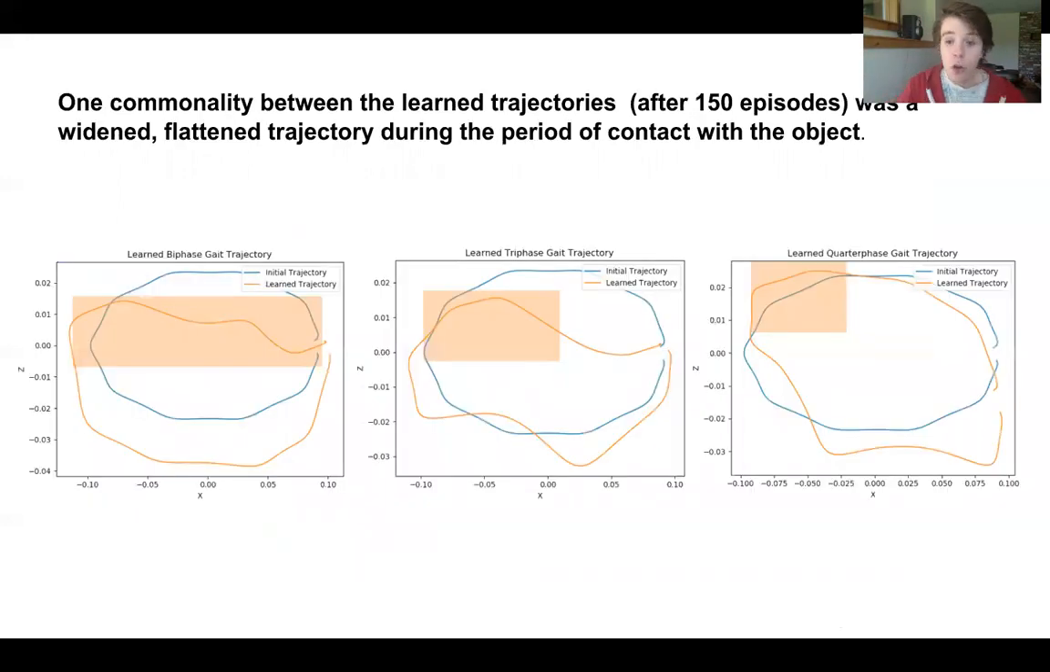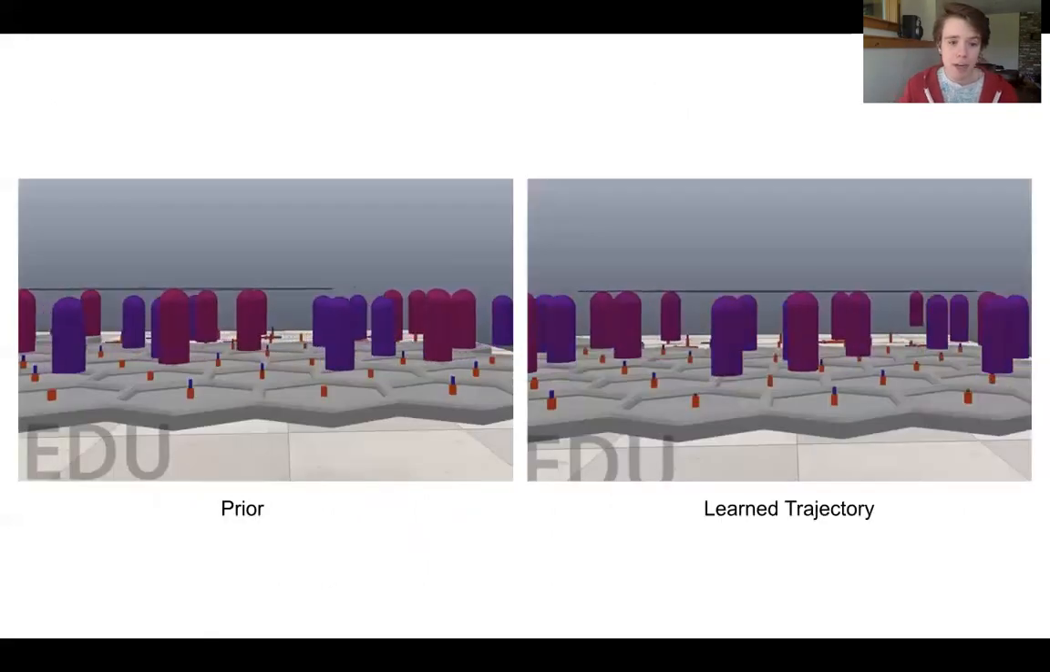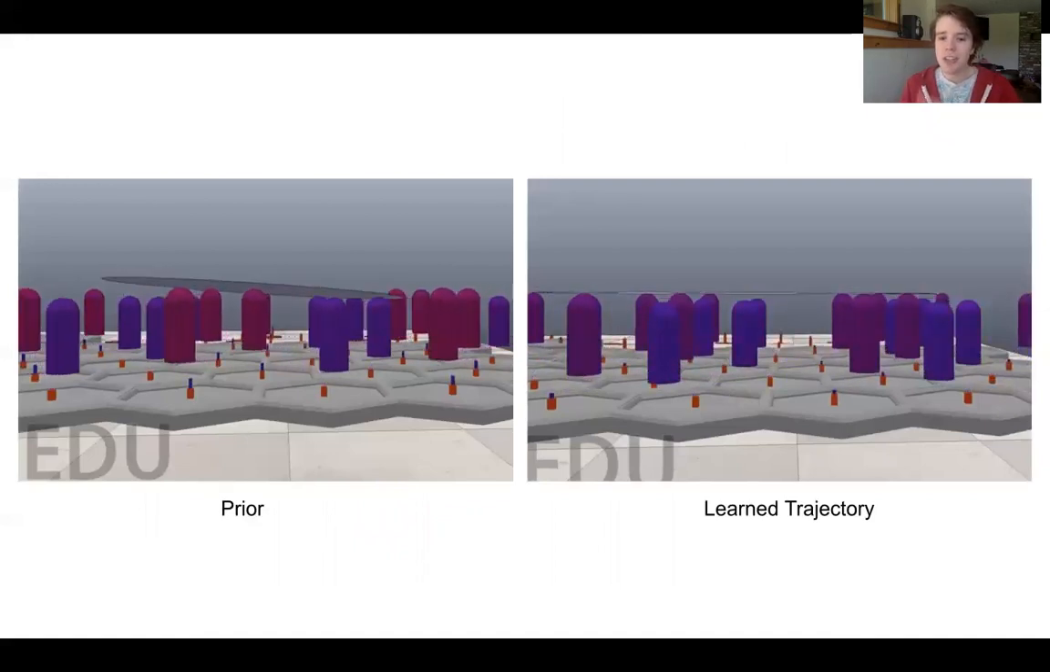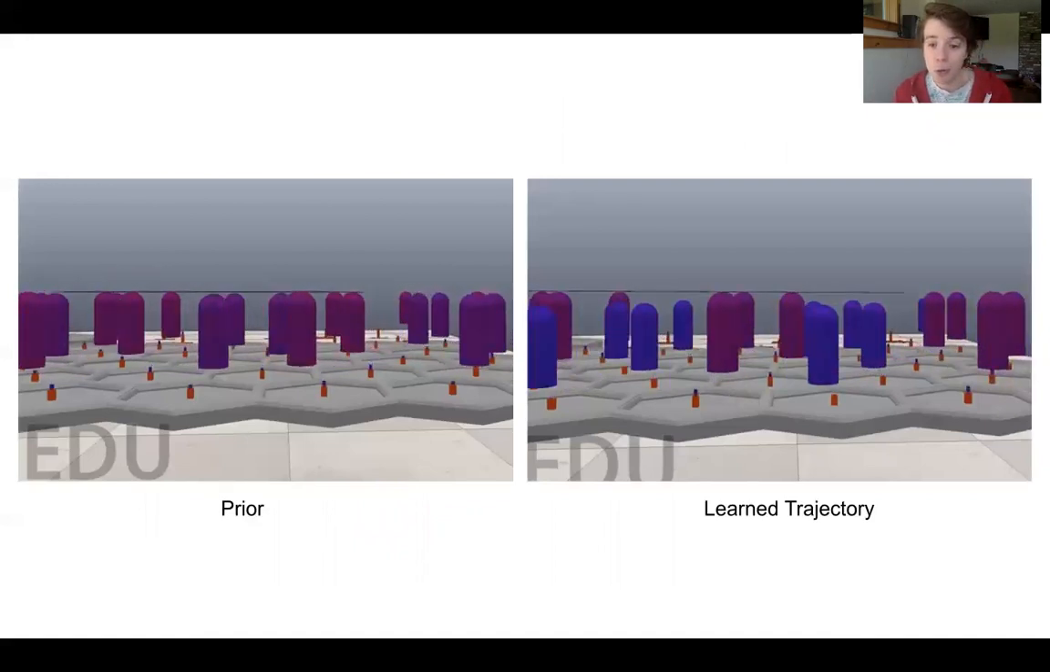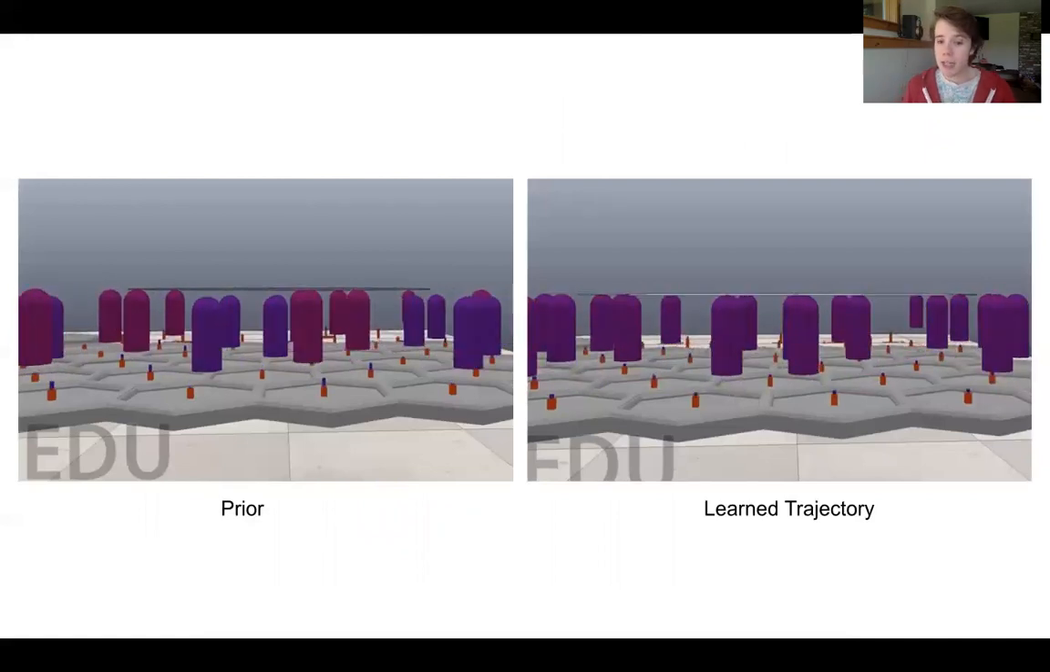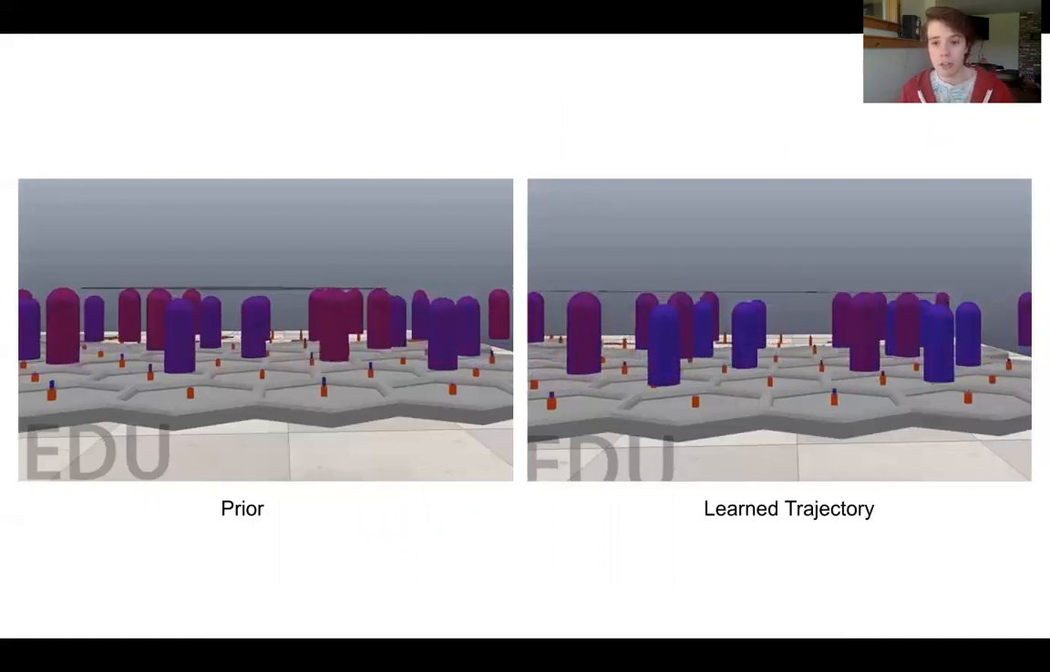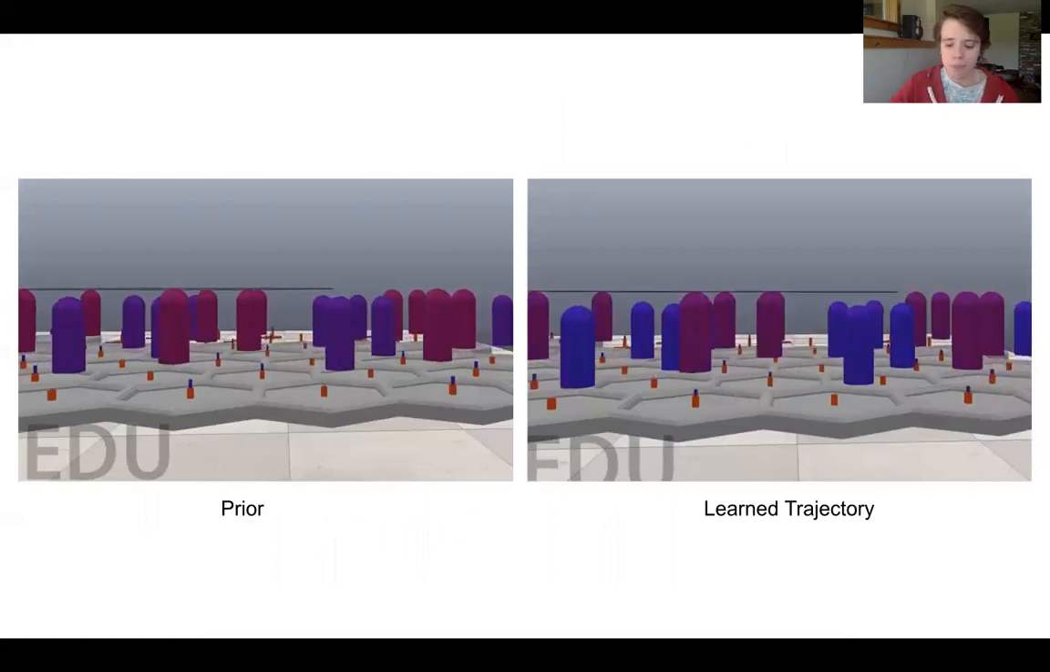What we found was that policies that worked well after running our policy search were policies that tended to be flat during the period of contact compared to the rest of the trajectory, and also that had fewer points during this period of contact, which for our parameterization basically means that the delta moved very quickly during that portion of the trajectory. And you can see that here as we compare our prior with the elliptical trajectory to the trajectory that we learned after 150 rollouts for the biphase gait, which is more stable and also moves more quickly while the deltas are in contact with the object.